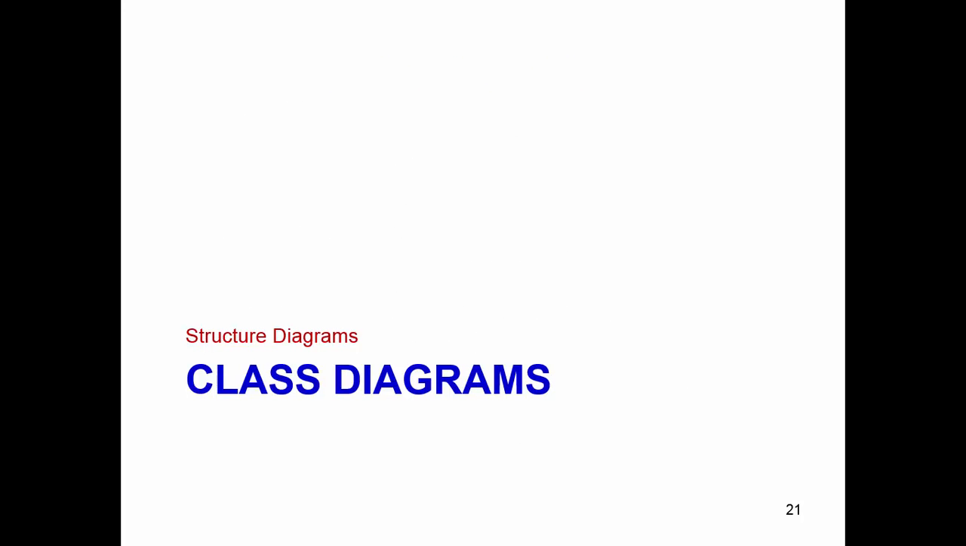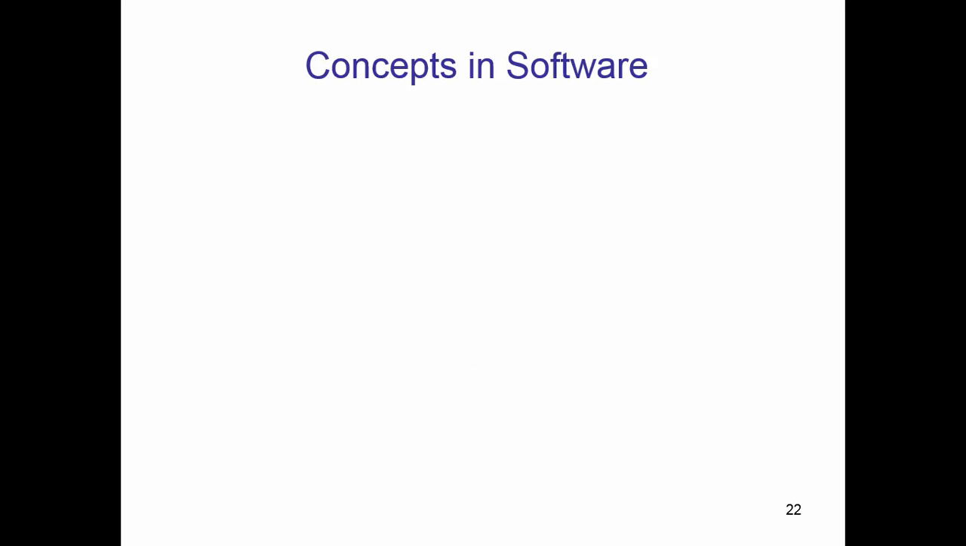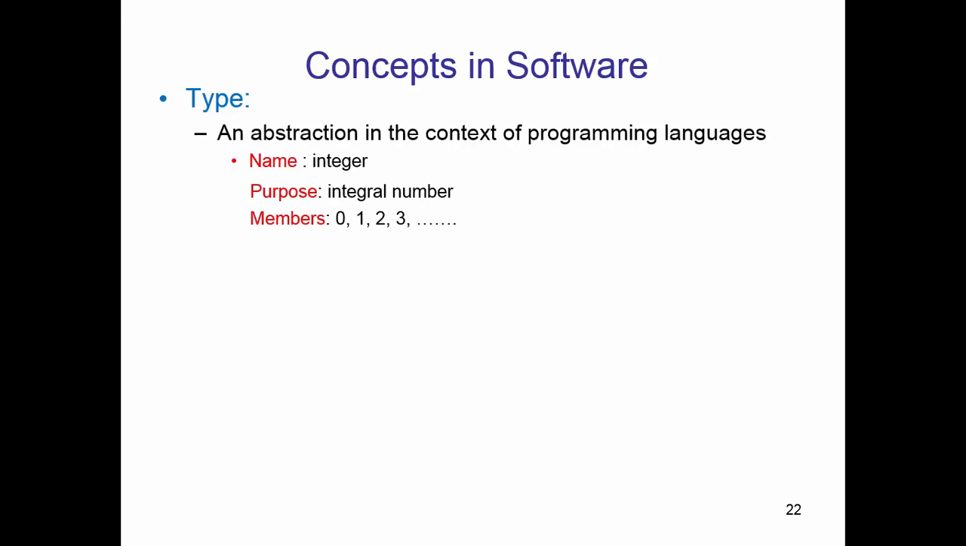Let's talk about class diagrams. As I mentioned at the beginning of the lecture, they're structured diagrams. The idea comes from software development. We're going to have a type, an abstraction in the context of programming languages. What type of entity are you trying to represent? For example, we can have an entity that is called an integer.